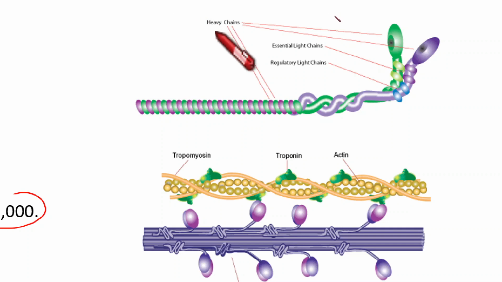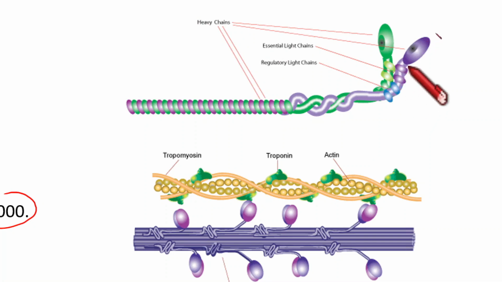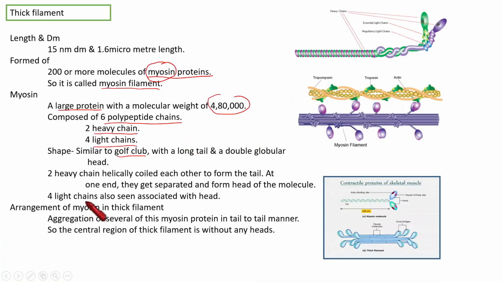Then what about the four light chains? Those 4 light chains we can see associated with the head itself. Okay. So that's about the organization of myosin protein. It is composed of 6 polypeptides, 2 heavy, 4 light. The 2 heavy chains are helically coiled around each other. The 4 light chains are seen associated with the head of the myosin protein. And 200 or so such molecules form that one thick filament.